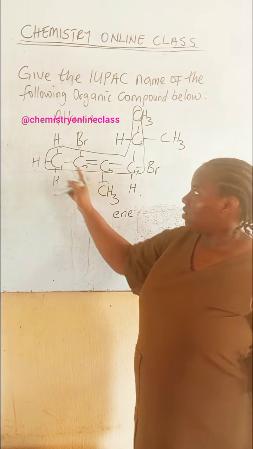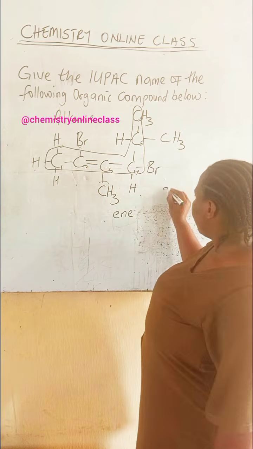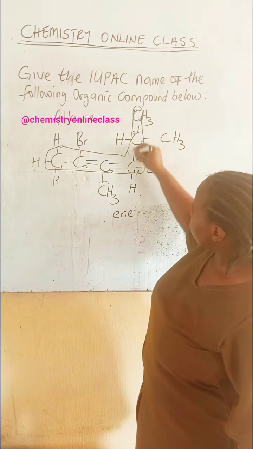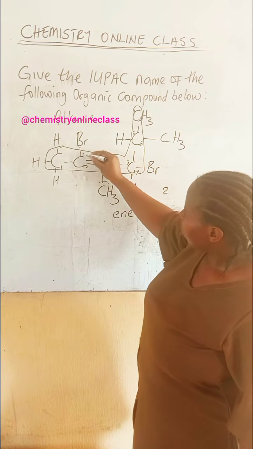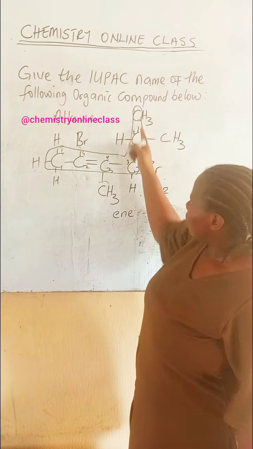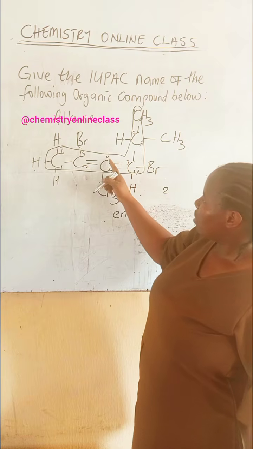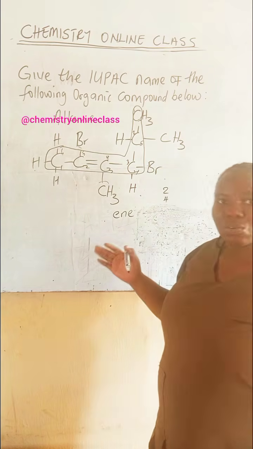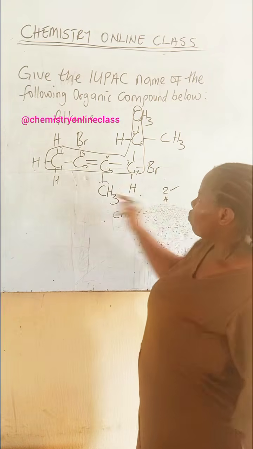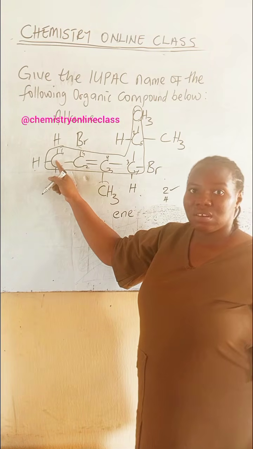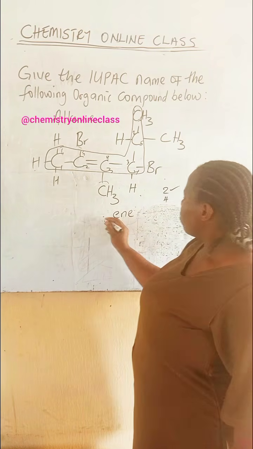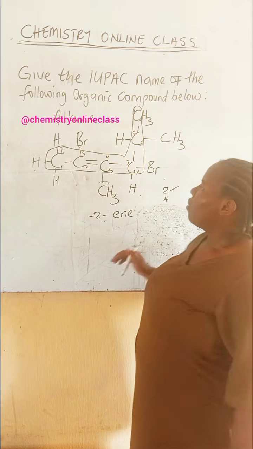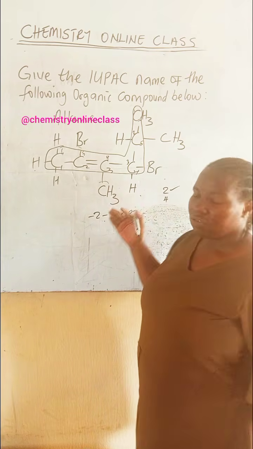Counting from this end, the double bond is at carbon number 2. Now let's number from this end. We have 1, 2, 3, 4, 5, and 6. Counting from this carbon atom, the functional group is at carbon number 4. Now 2 and 4, which one is the lowest possible number? It's 2. So we are going to take the numbering from this place. So we are going to have 2-ene. Now let's go back to the substituents.